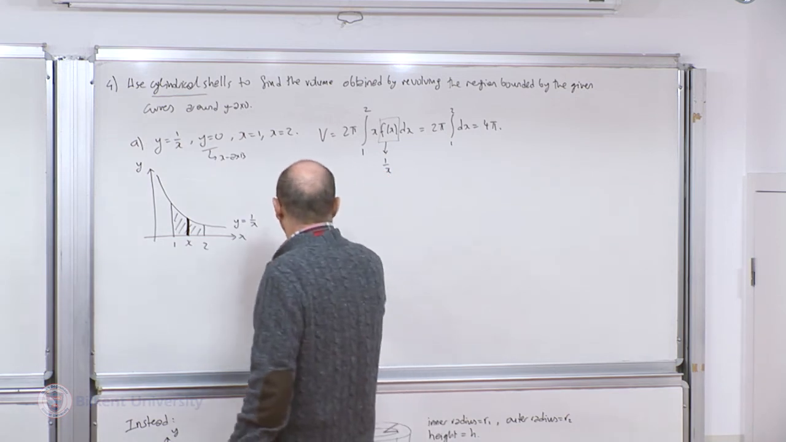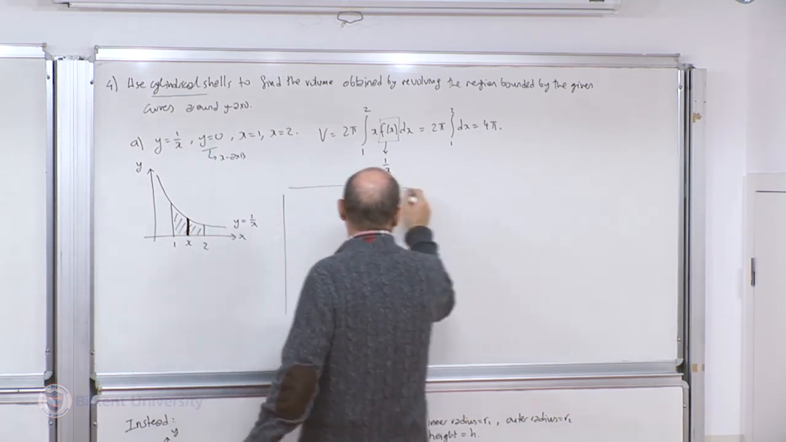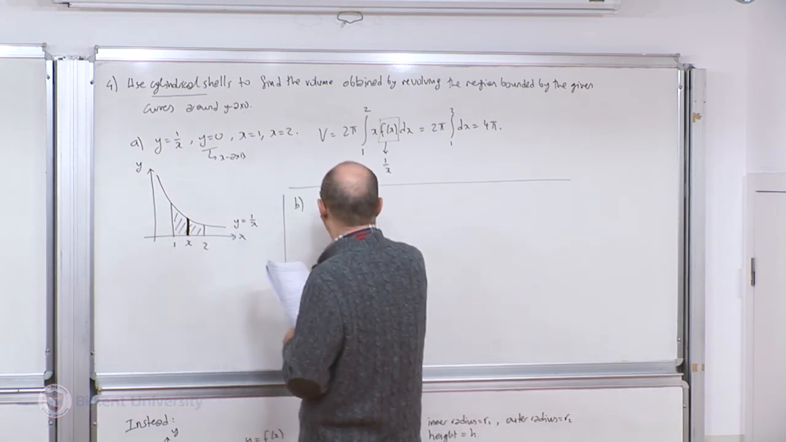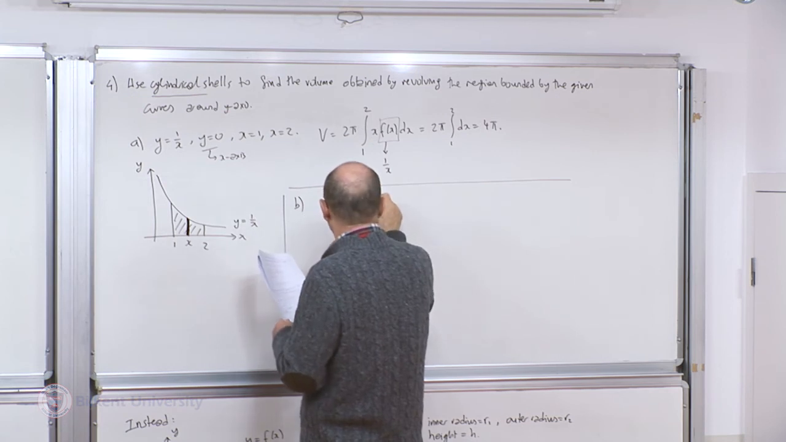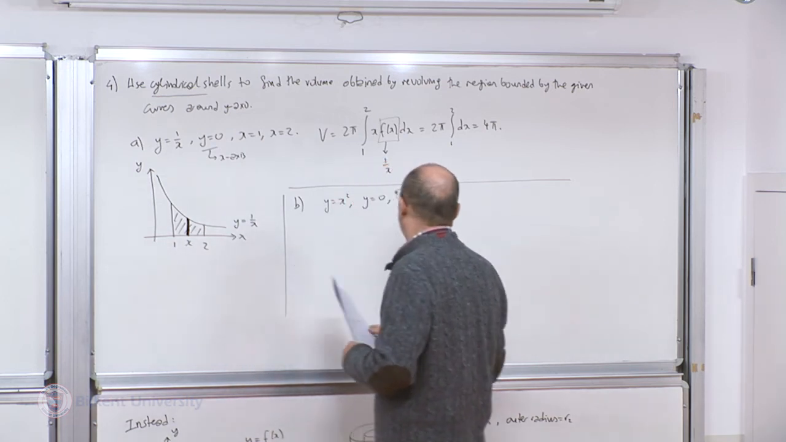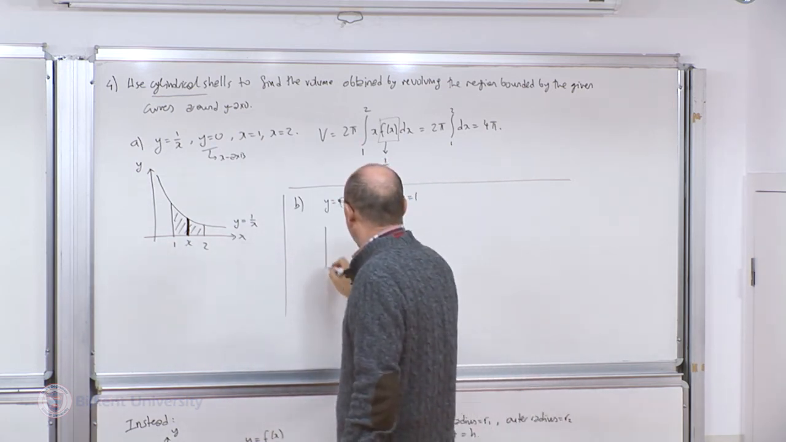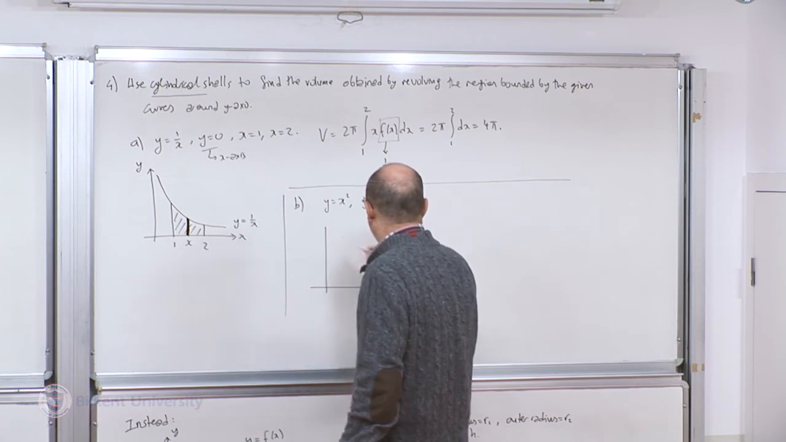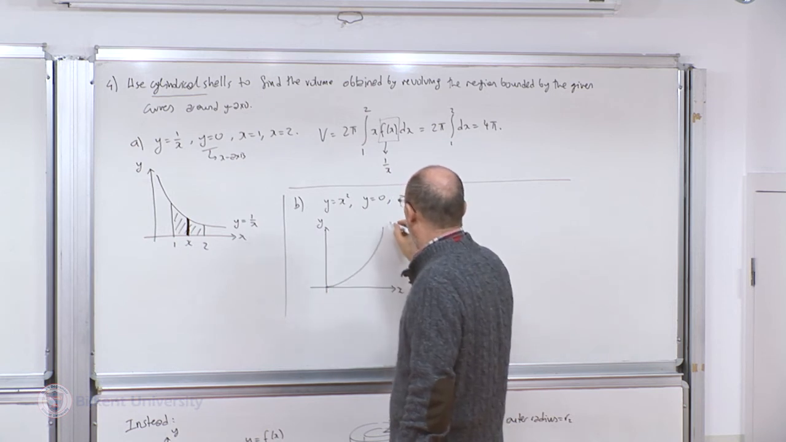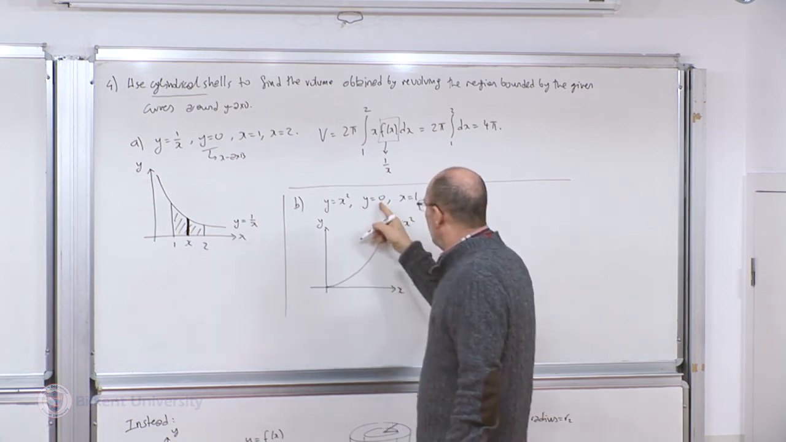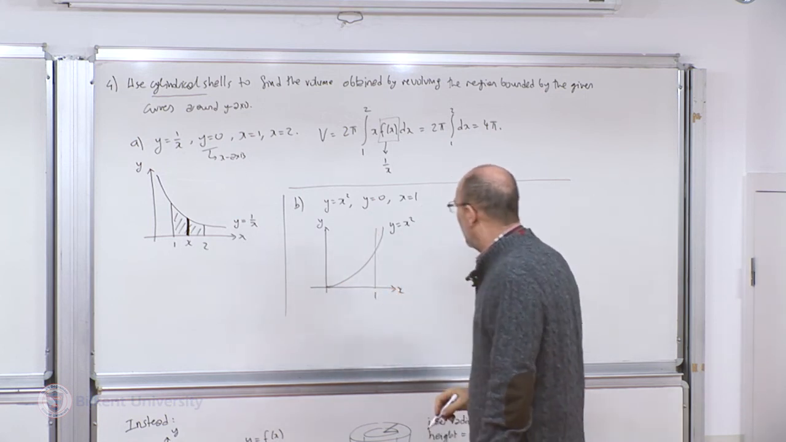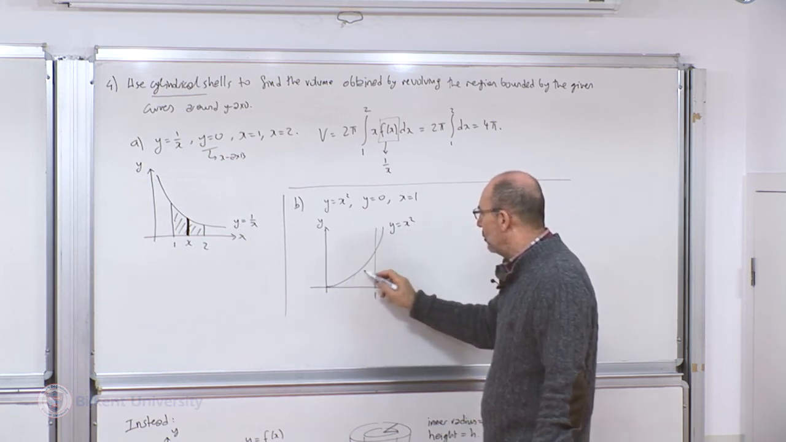Okay, so let's do another one here. B. So here the function is y equals x squared, y equals 0, again the x-axis, and x equals 1. Okay, let's see first of all if the region is bounded. So this is our usual parabola. Let me exaggerate that a little bit. y equals 0 is the x-axis, and x equals 1. So this is the x equals 1 curve, and this is the region.